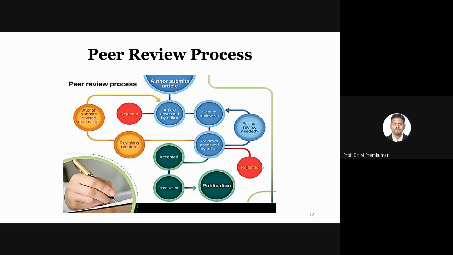Don't go to the same journal, definitely they will not accept it again. Once the paper is accepted, it will go for the production purpose, then finally the paper will be published online. So these are all the peer review processes that journals follow.